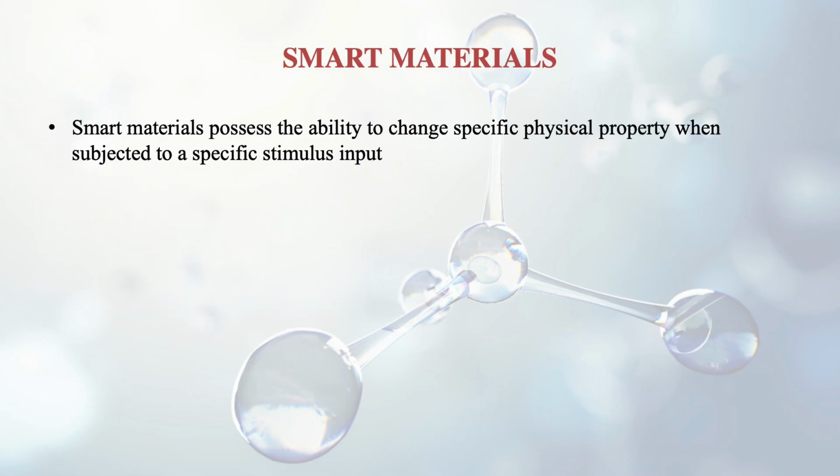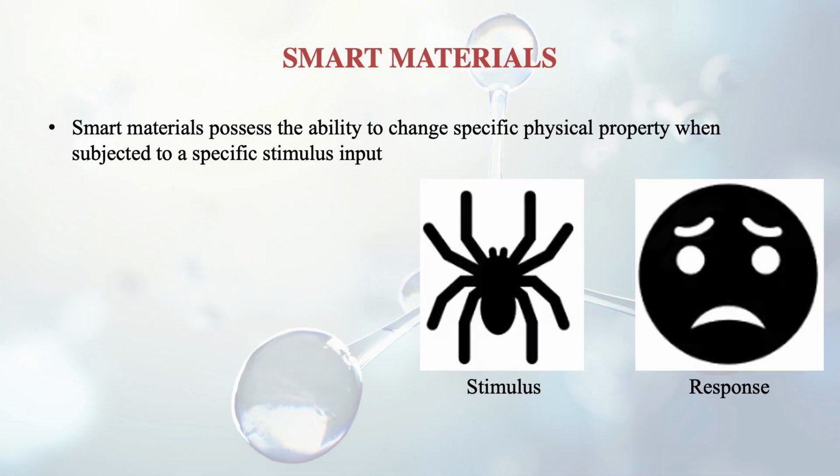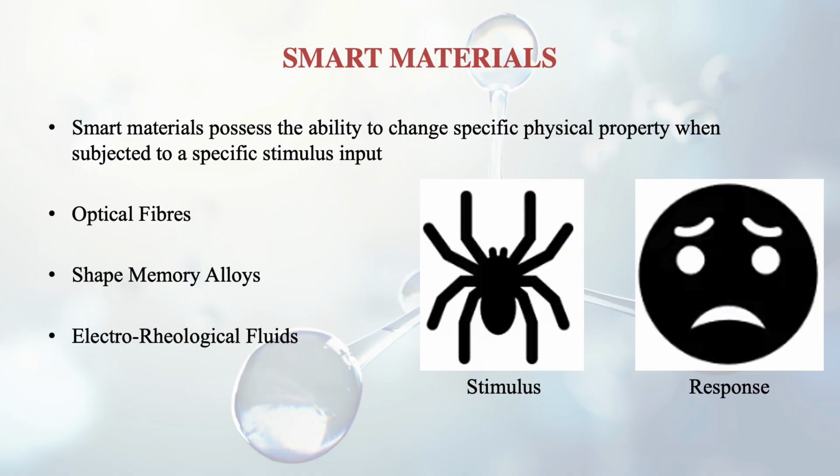Smart materials are a class of materials which are very special. They possess the ability to change some specific physical property when subjected to a very specific stimulus input. In short, they exhibit stimulus-response characteristics. There are a number of smart materials available in the market today, but in this talk we'll just discuss 4 major types of smart materials, namely optical fibers, shape memory alloys, electrorheological fluids, and piezoelectric materials.